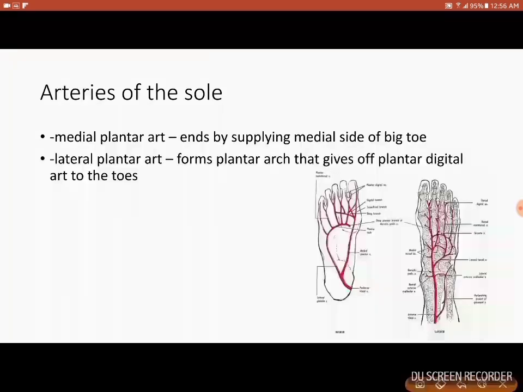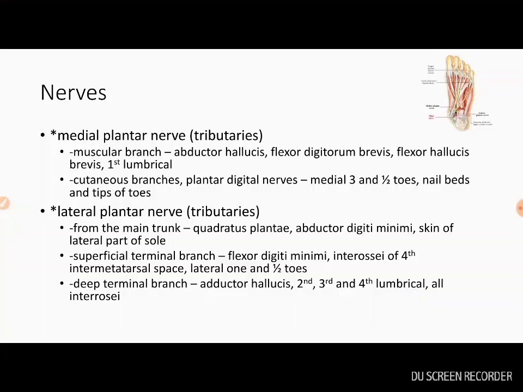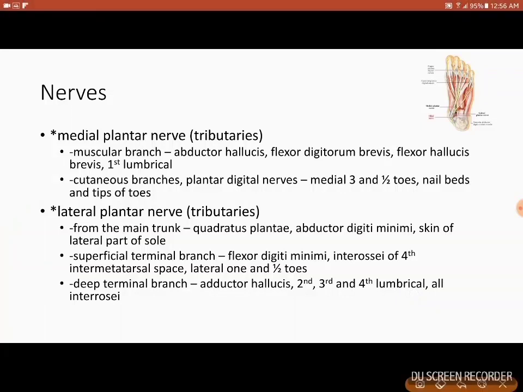Let's go now to the blood supply of the sole. You have your medial plantar artery and your lateral plantar artery. Next, the nerve supply. The main nerves on the plantar aspect of the foot are your medial plantar nerve and your lateral plantar nerve.